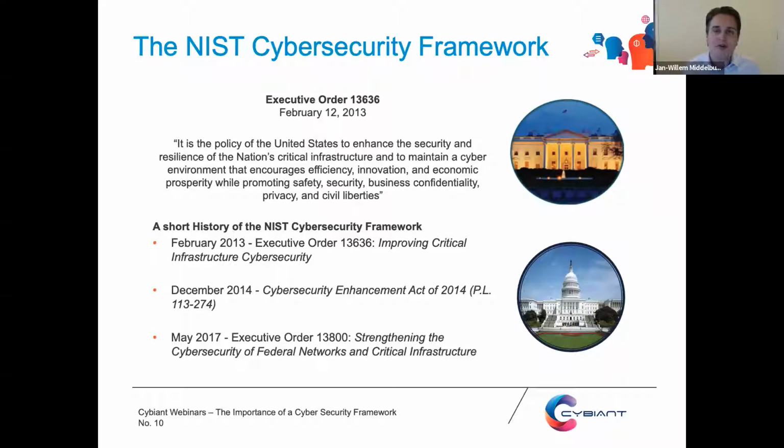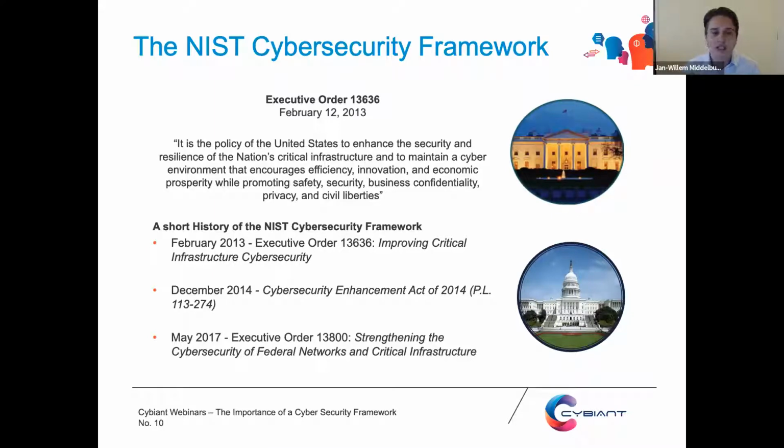So the cybersecurity framework was initiated from a US executive order. And it stated at that time that it's the policy of the United States to enhance the security and resilience of the nation's critical infrastructure and to maintain a cyber environment that encourages efficiency, innovation, and economic prosperity while promoting safety, security, business confidentiality, privacy, and civil liberties. So that's quite a strong statement, and it encompasses a lot of different aspects that need to be covered within the framework. And that is exactly how the government went to work in order to set up this cybersecurity framework.